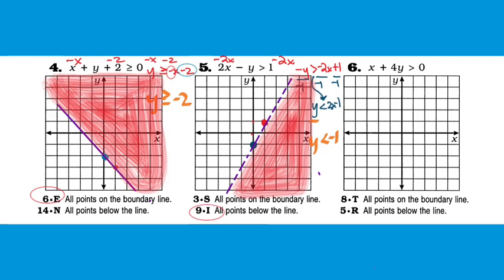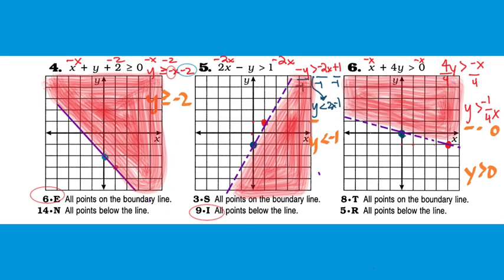Number 6, I move the x over, divide by 4. This is a direct variation where I start at 0, and then I go down 1 over 4. And it's a dashed line because it cannot be on the line, but it can be greater than 0.